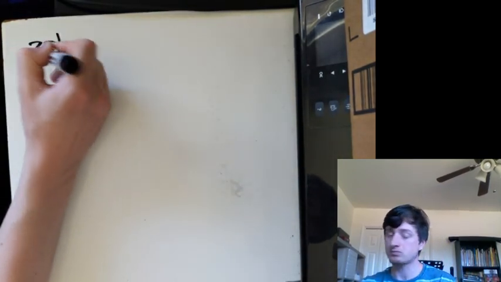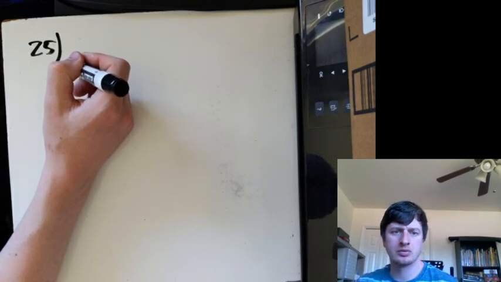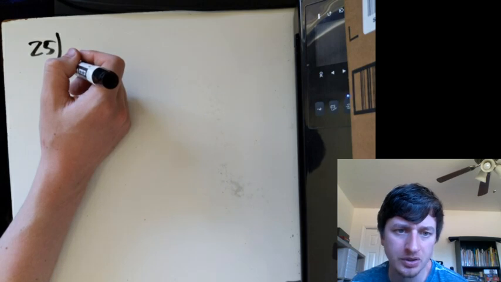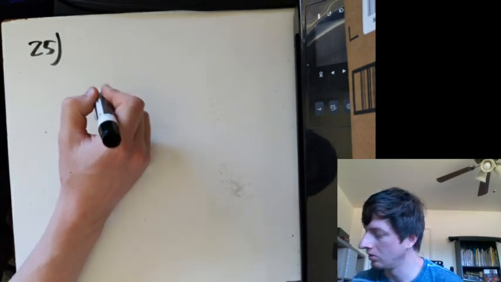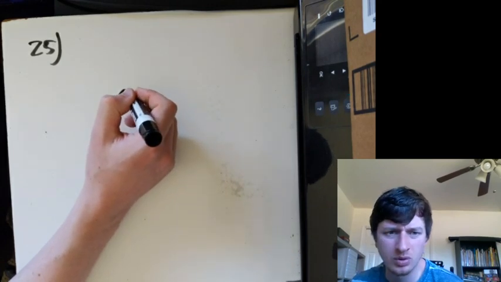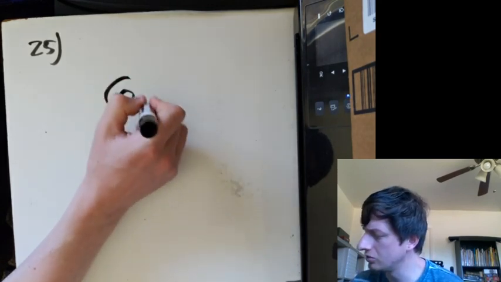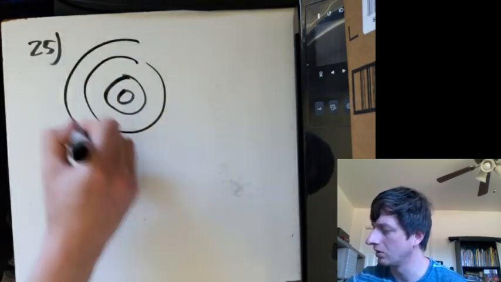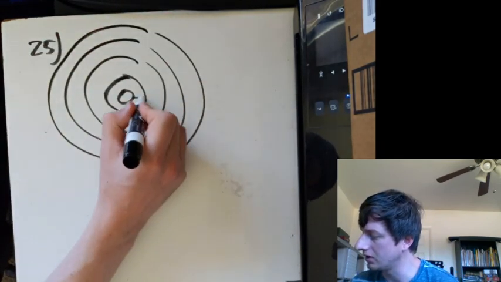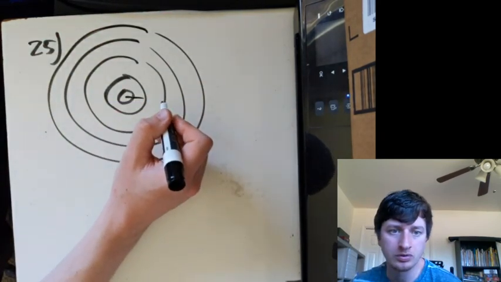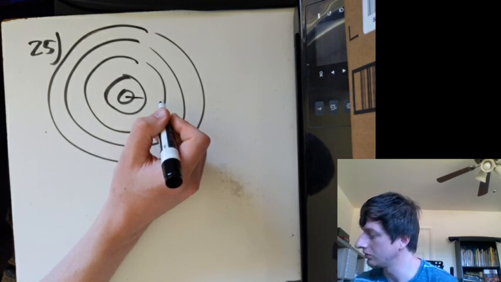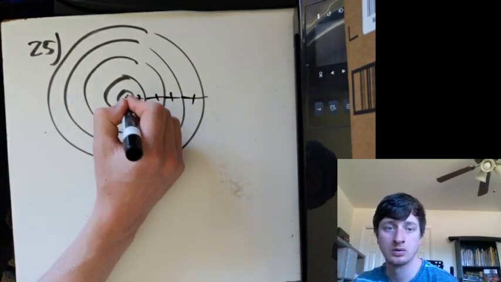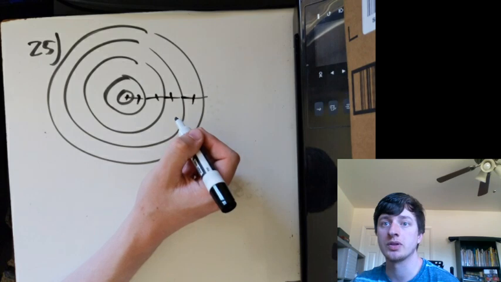25, though, we have 1-foot pieces, and there's a bunch of them. 1, 2, 3, 4, 5, I think. And then all of these lengths are the same. 1, 2, 3, 4, 5. Yes. They're all congruent and they're all 1. So what we need to do is find the area of the big circle.